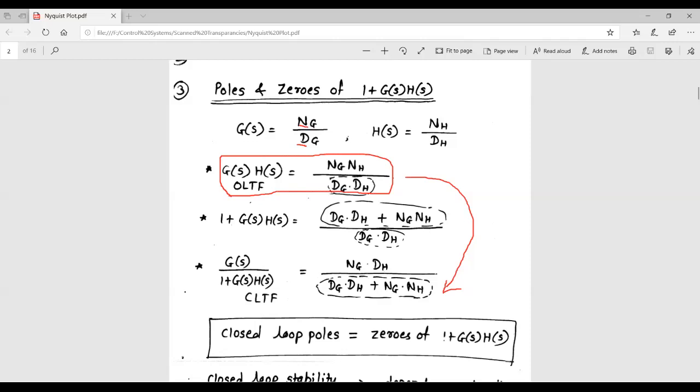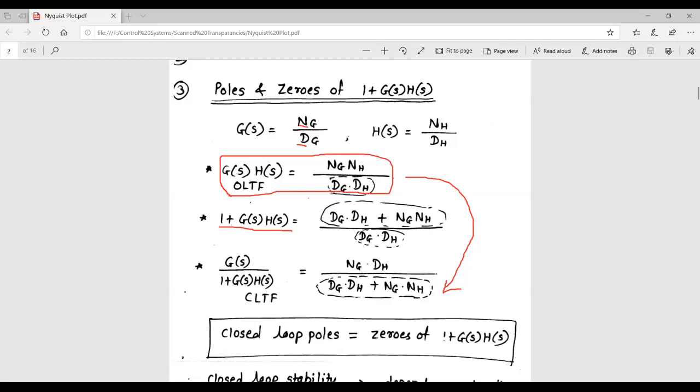So if you calculate 1 plus G of S H of S, put it in the denominator and G of S in the numerator, we get NG into DH upon DG DH plus NG NH. You can solve it on your own and check it out. So this is the expression for CLTF. Now let us come to the second equation here, 1 plus G of S H of S. Please understand that we are not equating it to 0, and that is why this can't be called the characteristic equation. We are just calling it the 1 plus G of S H of S equation.